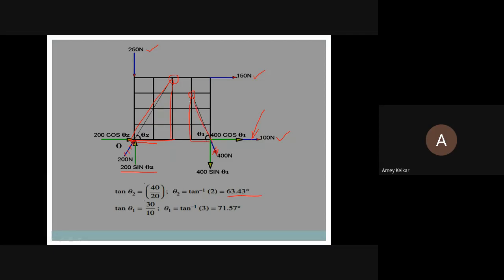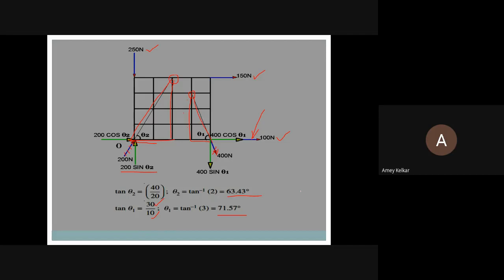So here the height is 1, 2, 3 blocks, means height is 30 and base is 10. So we get theta 1 as 71.57 degrees. So once we get this, we have to go for our resolution, summation Fx and summation Fy.